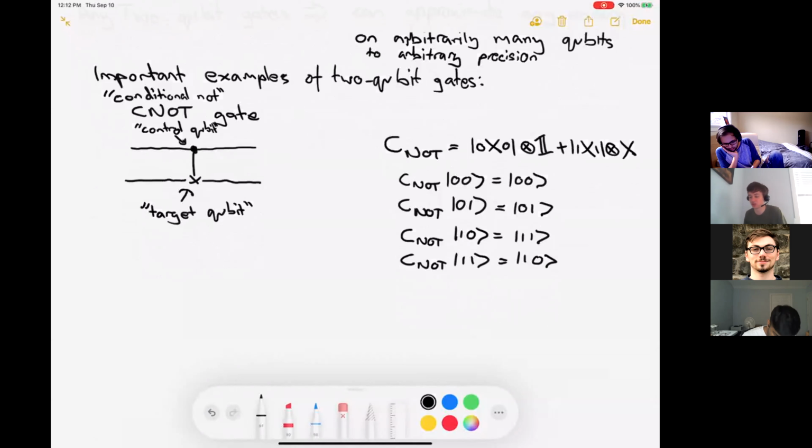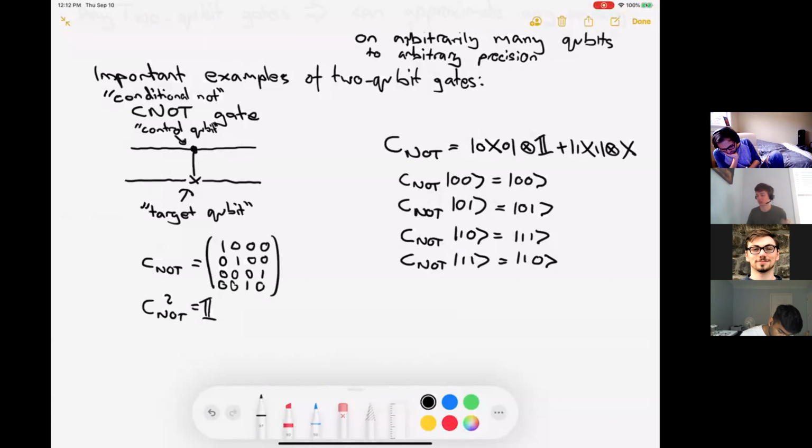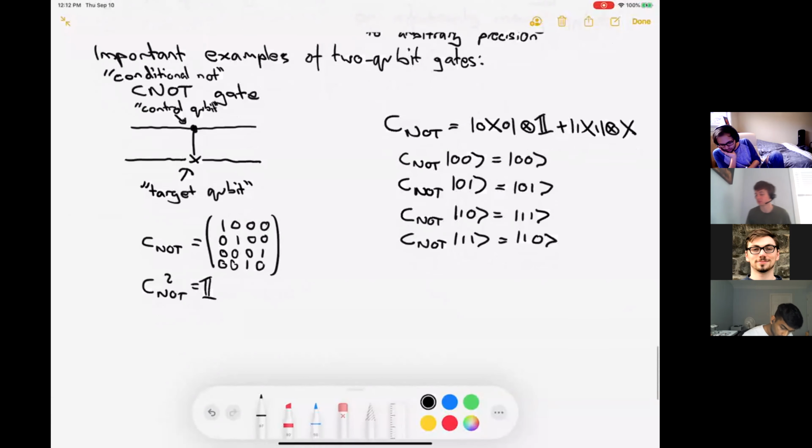In other words, in the computational basis, CNOT is the matrix with 1, 1, 1, 1 on the anti-diagonal blocks, and a load of zeros. Again, as with a lot of these gates, CNOT squared is the identity, it's its own inverse. But yeah, this controlled NOT gate is going to be super important.